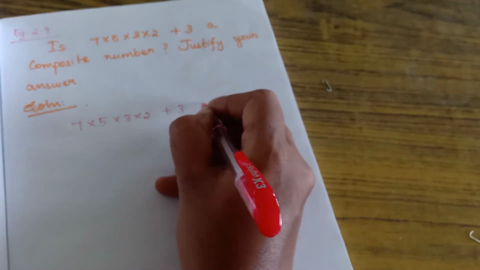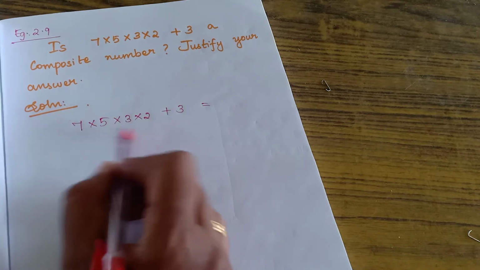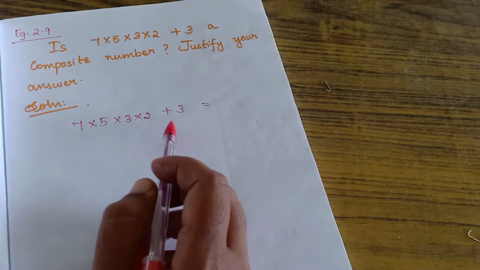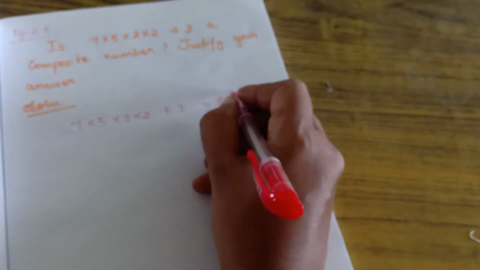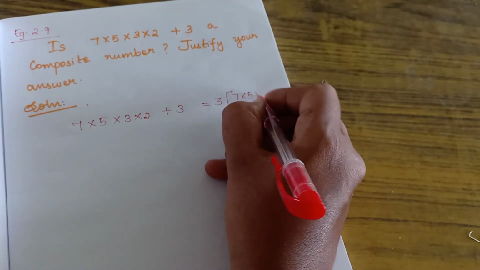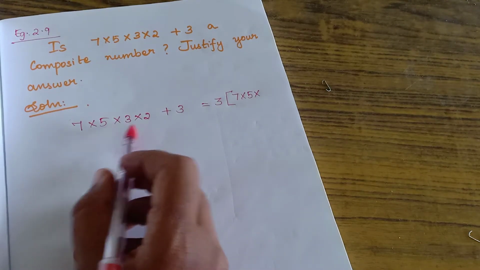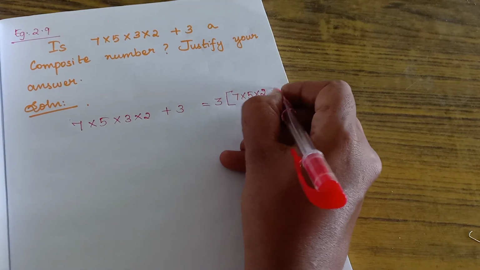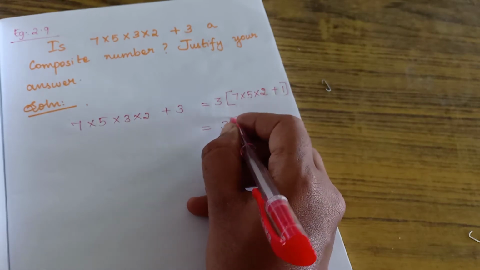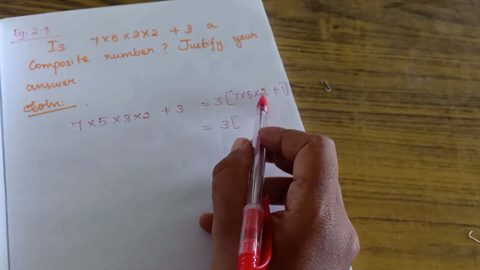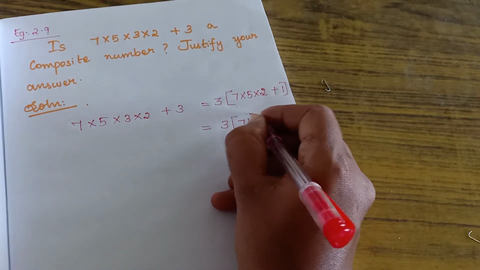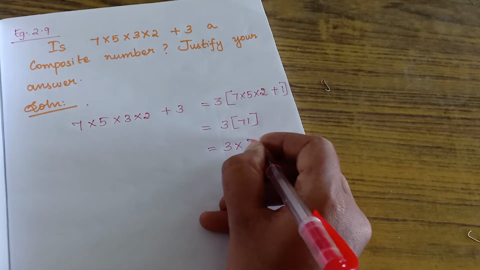plus 3. How many terms are here? 2 terms. This one is the first term, this one is the second term. Is there any common term in between these 2 terms? 3 is the common number. So I am taking 3 as common outside. What will be the term inside? 7 into 5 into 3, we took 3 outside, so 2 is the only number. Plus 3, we took outside, so 1. So which is equal to 3 into (5 2s are 10, 10 7s are 70, 70 plus 1 is 71). So which is equal to 3 into 71.